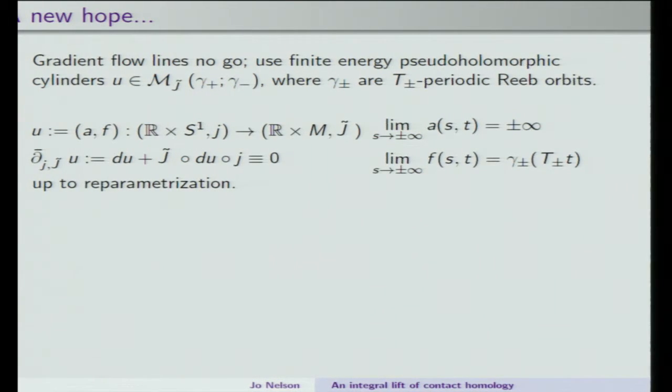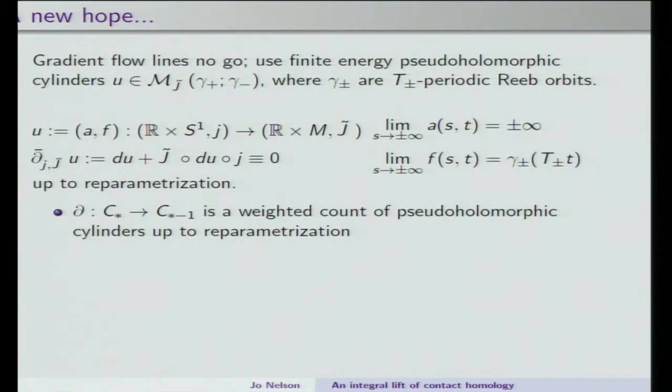As we go off in the plus infinity direction of the cylinder, we want to go to the plus infinity or minus infinity direction of the symplectization. And if we project the plus infinity part of the cylinder to the manifold part, we want to be limiting on closed Reeb orbits. Because we're going to be counting things, we want to do this up to reparameterization. We have some natural actions by R and S1 that we need to mod out by. The differential is going to be a weighted count of these pseudo-holomorphic cylinders, and then we hope that this is independent of our choices.